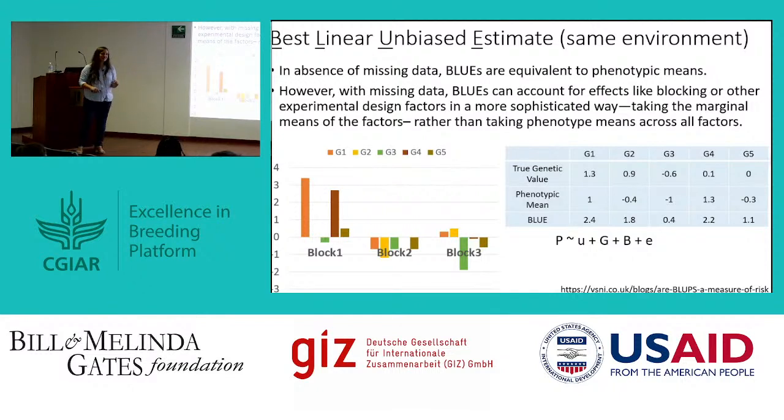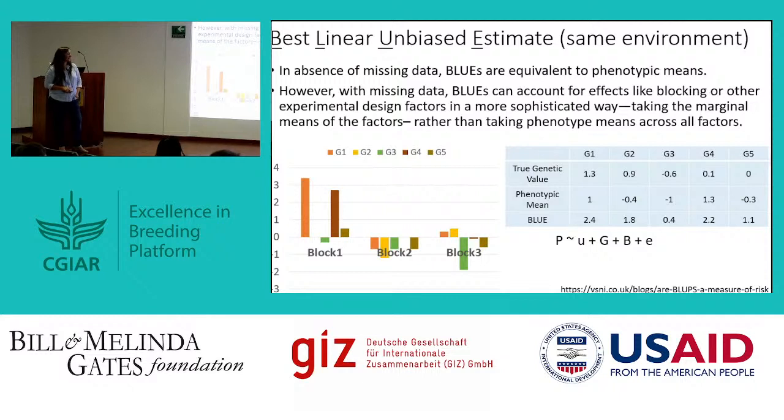I'm sure you all know this. I think this is the same as ordinary least squares and things like that. So if we have a situation here where we have 3 different blocks and we measure 5 genotypes in them, wow, block 1 looks really nice. Looks really good, right? The thing is, I'm missing an observation of genotype 2 in block 1.